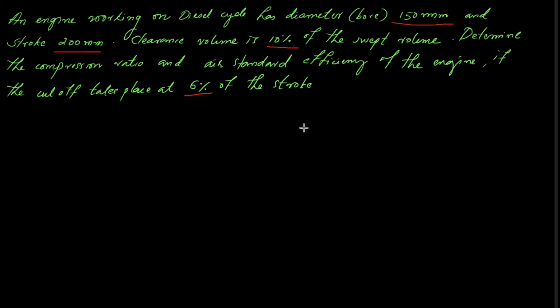So first of all, let us write the given data. So we have bore, let us represent it using a small letter d, that is equal to 150 mm. Then stroke length we will represent by letter L, that will be equal to 200 mm.